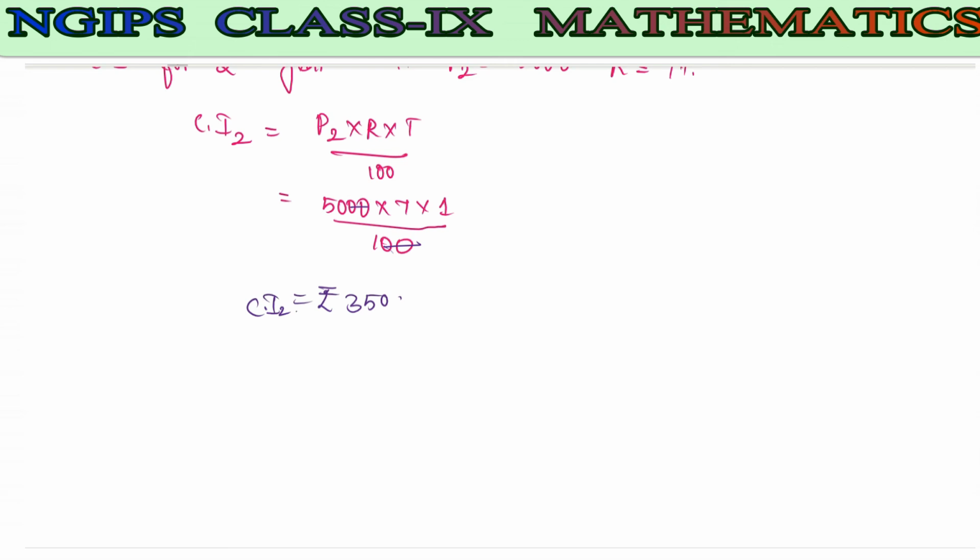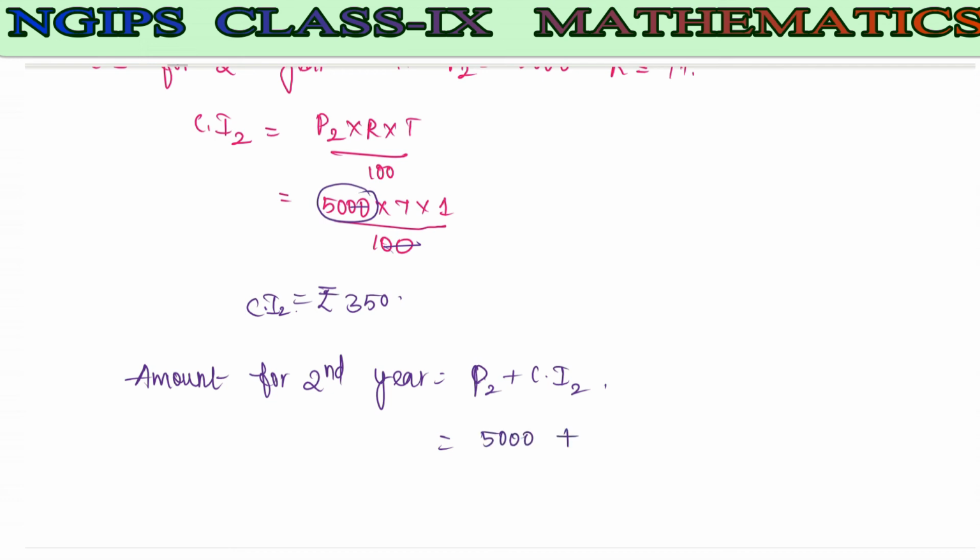Now we need to find out the amount. So here amount for second year is equal to second year principal plus second year compound interest. So second year principal, it is 5,000, plus we have here interest, it is going to be 350 rupees. So if you add both, we are going to get here 5,350 rupees. So this is the amount he has to pay to clear the debt.